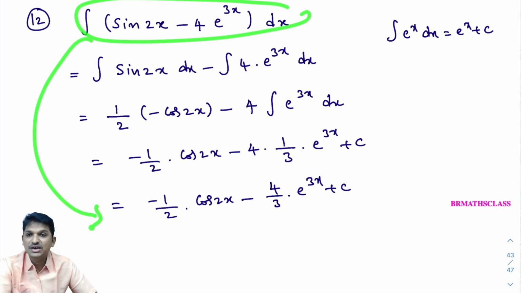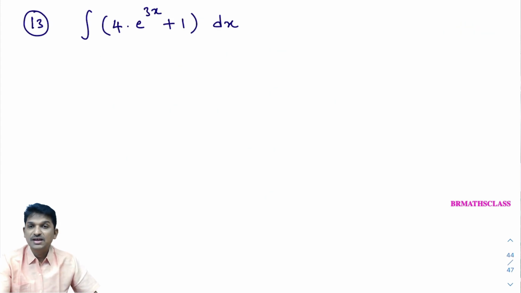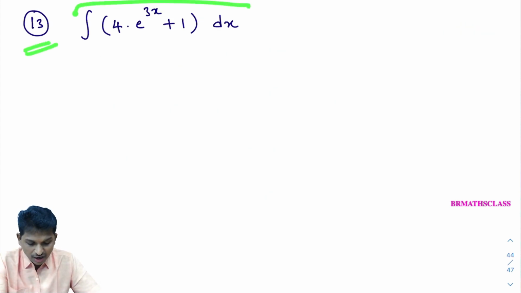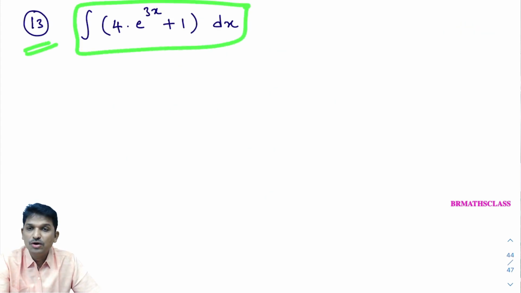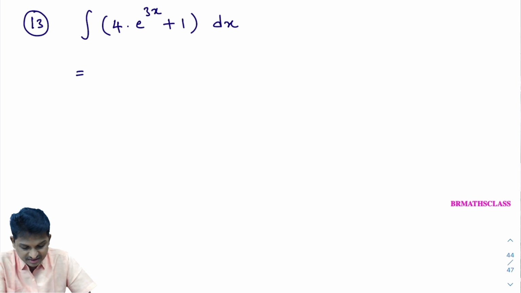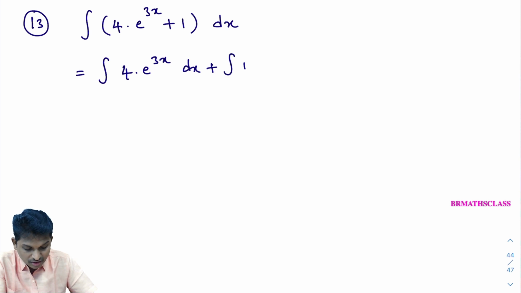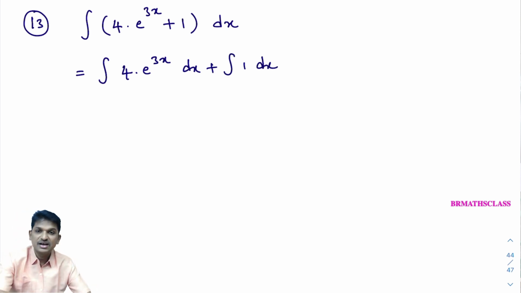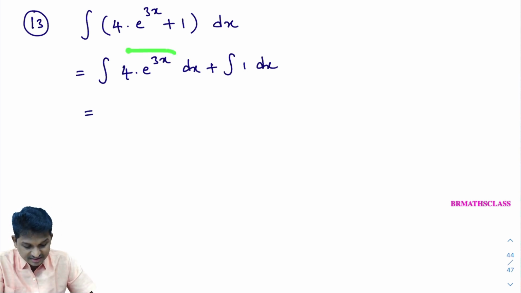I hope you are understanding. Only 3 problems are remaining. You see this question number 13. How to integrate this? Integral of f of x plus g of x dx. We integrate each and every term like this. This can be written as integral of 4 into e power 3x dx plus integral of 1 into dx. I hope you are understanding. Here, how to integrate this? We know this formula.